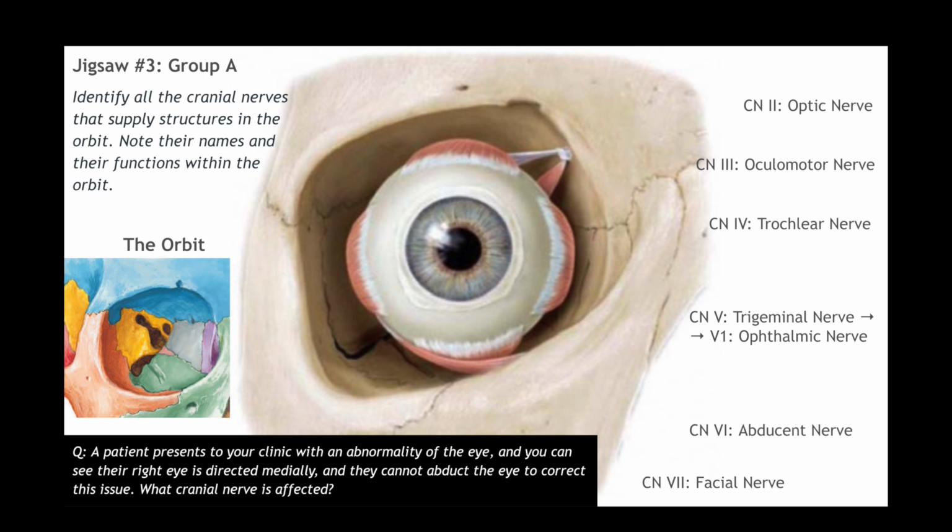Now, for my closing question. A patient presents to your clinic with an abnormality of the eye, and you can see their right eye is directed medially, and they cannot abduct the eye to correct this issue. What cranial nerve is affected?